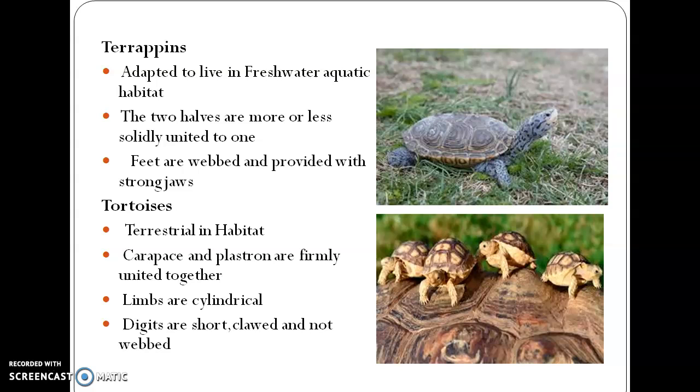Then comes the tortoises. These are tortoises. They are adapted to live in a terrestrial habitat. Here you can see that the carapace as well as the plastron are strongly united together. And the limbs are cylindrical in nature. You can see that the digits are separately seen. Okay, they are very short and clawed. They do not get wet. So that's all about the difference between turtles, terrapins as well as tortoises.